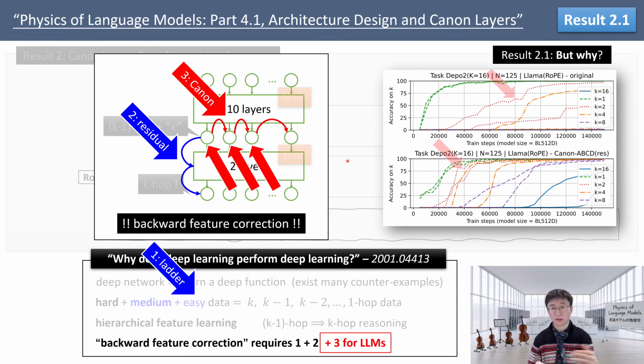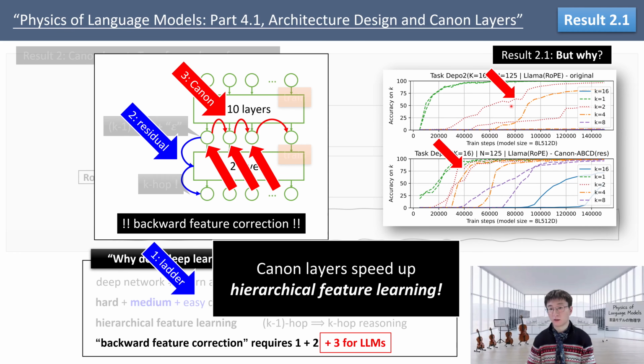That is this kind of horizontal information flow. So adding the Canon layers is just like adding the residual links, but in this time horizon, and it's going to make this backward feature correction go much faster. And this is precisely why, you can see here, the Canon layers allow hierarchical feature learning to go much faster than if you don't have the Canon layers. So we conclude here that Canon layers really speed up hierarchical feature learning, and how it speeds up is explained by this picture. So this is what we call result 2.1.